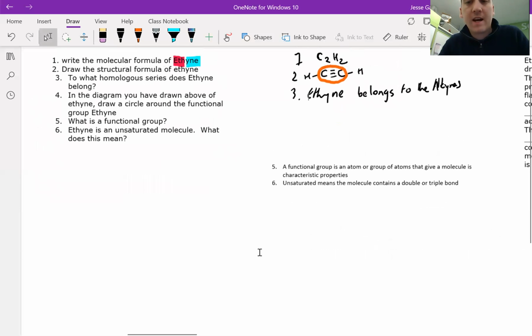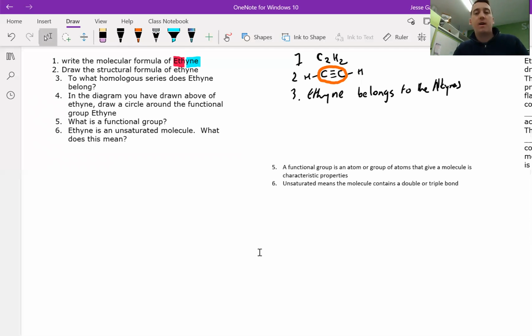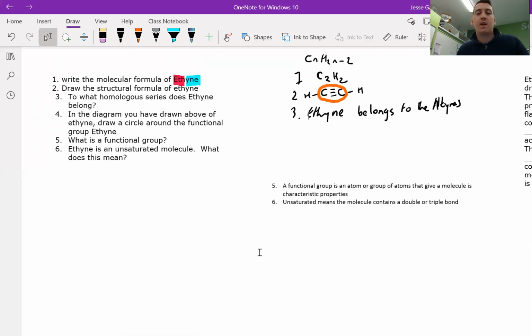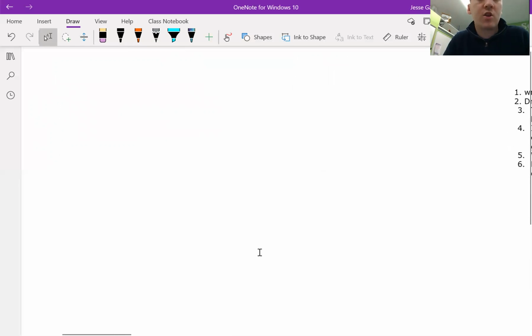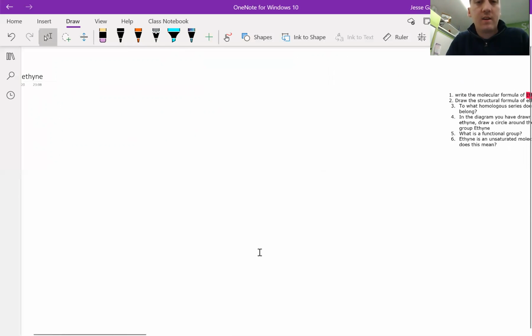A functional group is an atom or group of atoms that give a molecule its characteristic properties. By now I expect that you know that. We've talked about that loads in my videos, in the previous video and in the videos where we talked about the different hydrocarbons. Ethyne is an unsaturated molecule. What does this mean? Unsaturated means the molecule contains a double or a triple bond. Good, so that's a little bit of background before we start into the production of Ethyne.